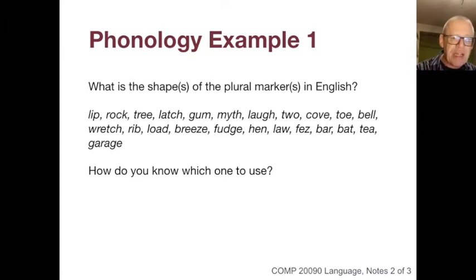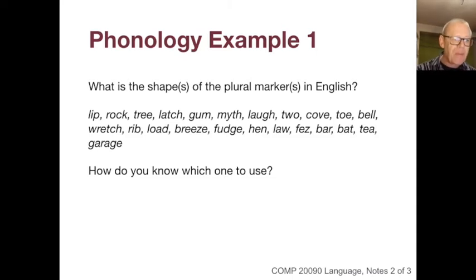S. It's an S-like sound, isn't it? Rock, rocks. It's an S-like sound. So it looks like the sound of the plural in English is S. Tree, trees. Oh, that's different. Trees. It's a Z-like sound.